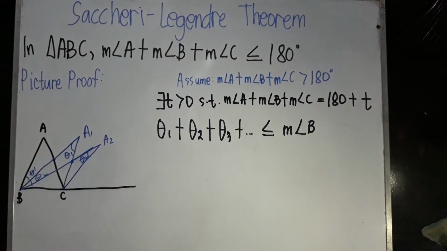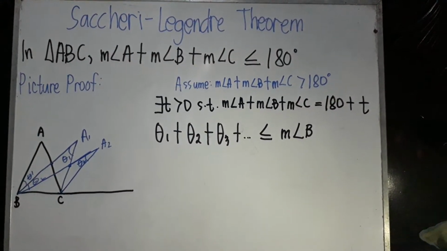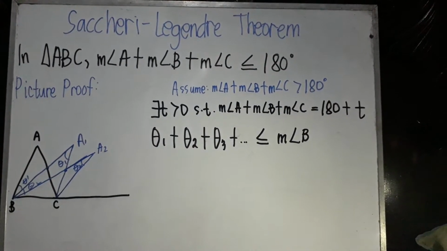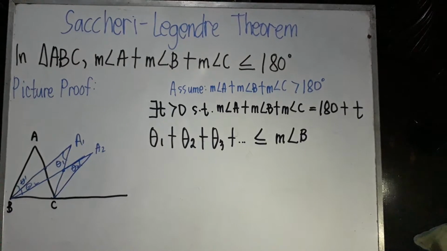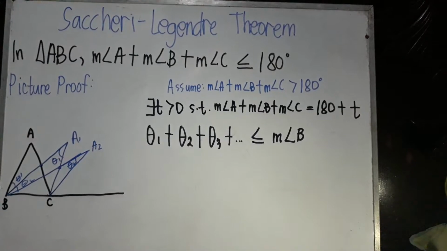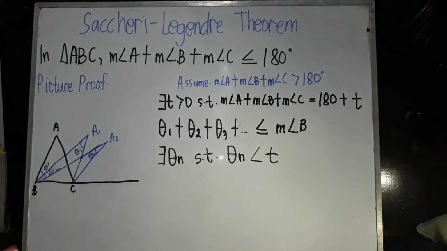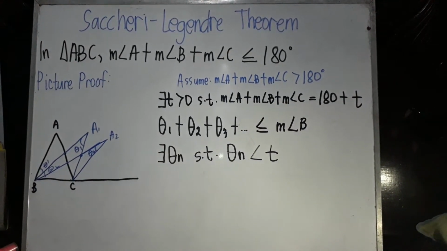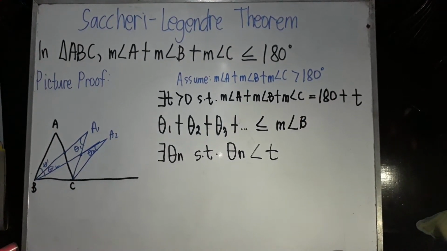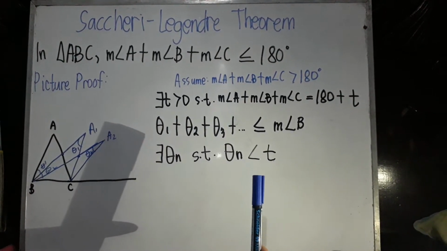So we know that theta 1 plus theta 2 plus theta 3 and so on will never exceed the measure of angle B. So this is less than or equal to the measure of angle B. Since you are adding infinitely many angle measures, at some point there should be some theta n such that theta n is smaller than t. So t is a positive number, and we just find the theta such that it is smaller than t.